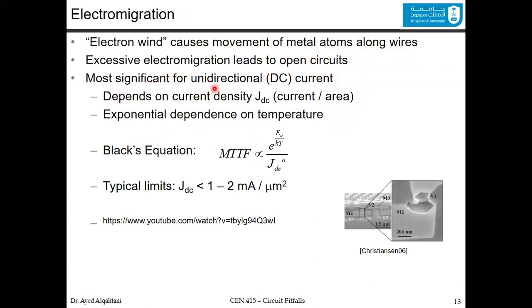It is most significant for unidirectional DC current, and it depends on the current density and also has an exponential dependence on the temperature, as you can see in this equation. And you can see this video to see how electromigration works over a very long period of time. For example, here between V2 and M2, you can see this crack because of the atom movement, you have an open circuit here.